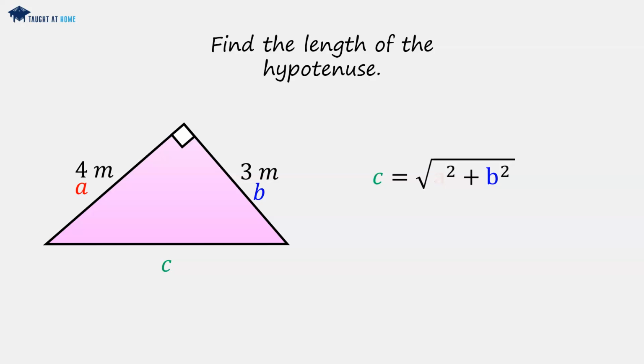So 4 squared for A and 3 squared for B. 4 squared is 16, 3 squared is 9, 16 plus 9 is 25, and the square root of 25 is of course 5. Not too difficult, but pretty cool nonetheless.